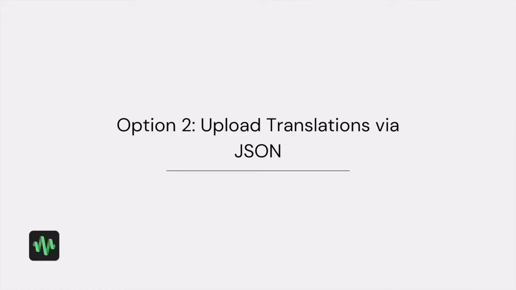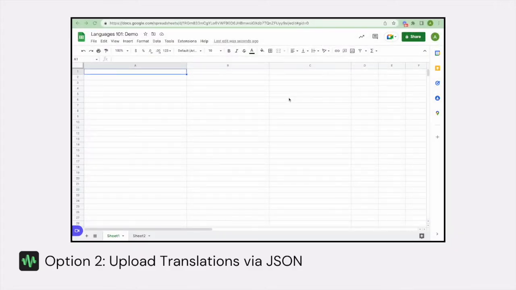If your survey is long, adding translations one by one can become quite laborious. In this case, it makes more sense to upload translations through a JSON file. We'll start with a blank spreadsheet and add our column headings. Each of the headings will be labeled with the appropriate language code. In the first column, we'll add the language code for our base language.